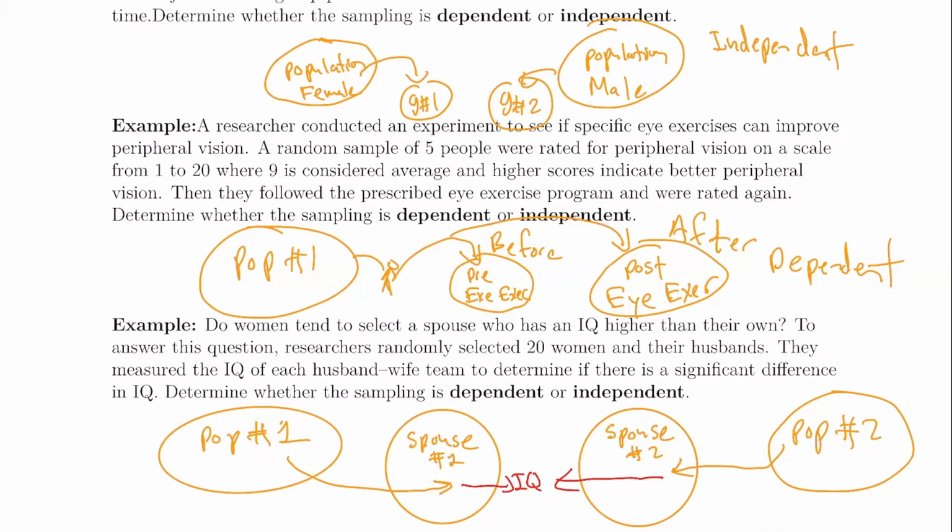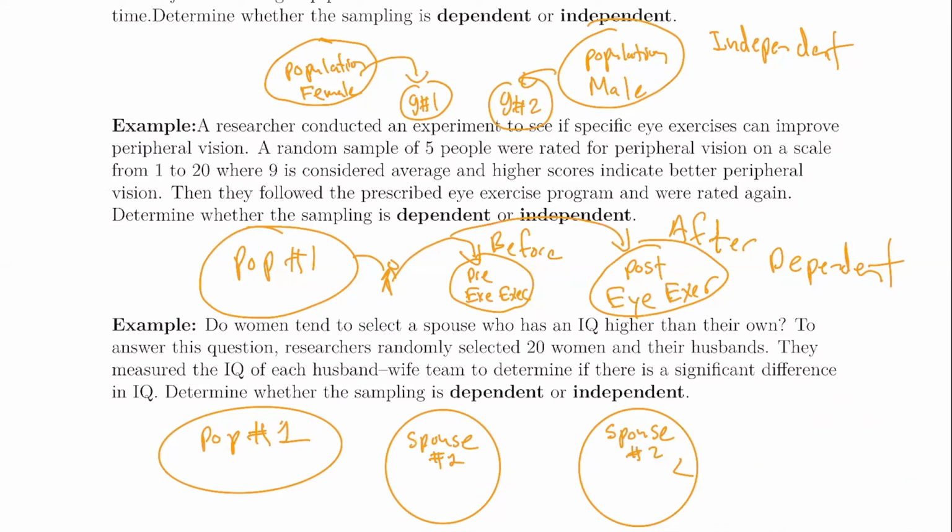Well, if you look at it, they want to see if a woman tends to marry somebody who has a higher IQ score. So if I randomly select somebody who's not married to the other person, does that really tell me if the woman actually marries somebody who has a higher IQ score than them, if they're not married to each other? Because for this one, you only want to sample from one population. So you're going to be looking at a population of married couples.